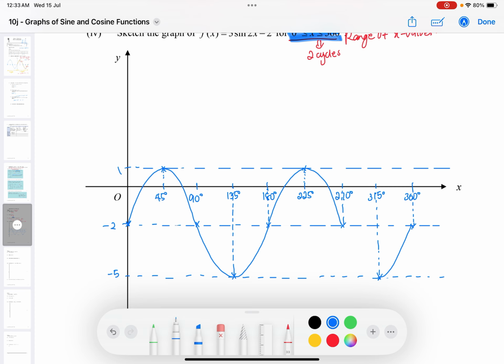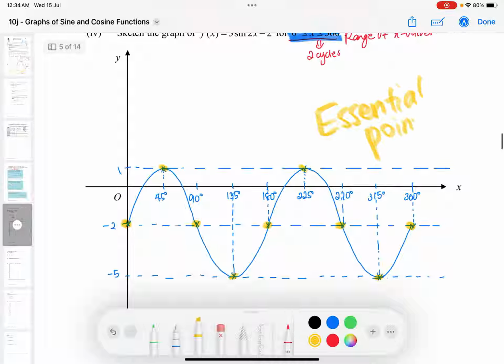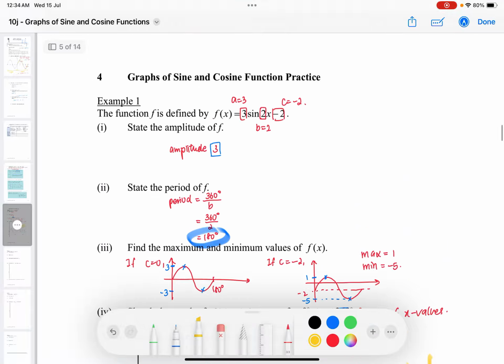As much as possible, your graph should look symmetrical, with 2 cycles and all the key points. So these are all the key points that we mark: the start, the maximum points. All these are the crucial, essential points that we must see in all your graphs. So this would be example 1.